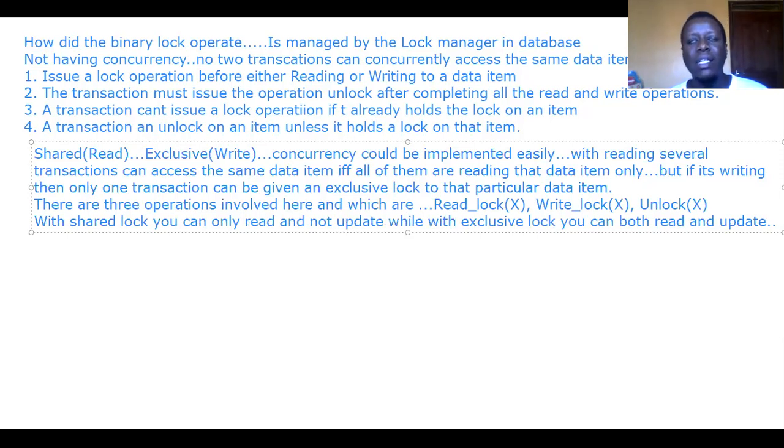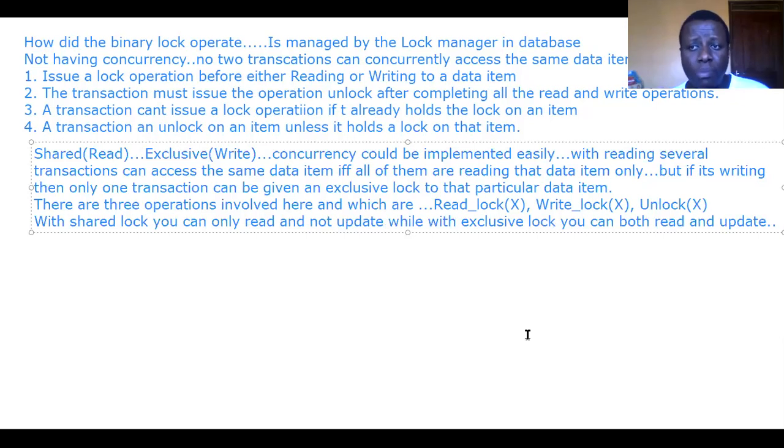Now, what happens if, let's say, you have a scenario whereby it's a shared lock and you want to access that database item with the shared lock? If another transaction has it on a shared lock, it means that if you're also doing a read, you can also be able to read that data item.